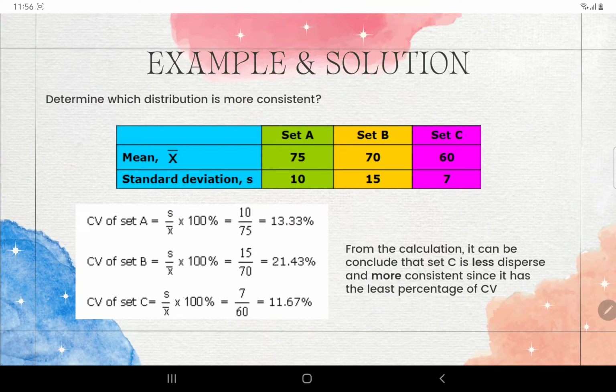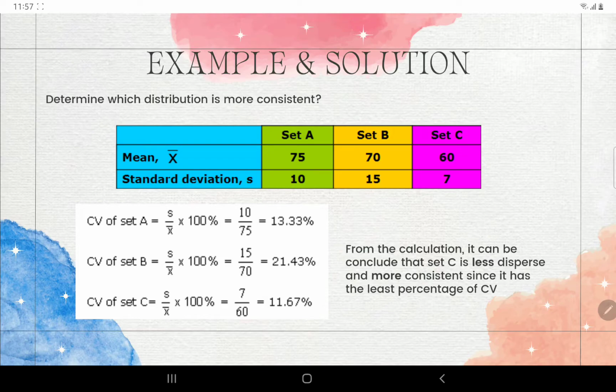Okay, look at this example. We need to determine which distribution is more consistent: set A, set B or set C. Yang mana yang lebih consistent dia punya data. So to determine the consistency of the data set, we need to find the value of CV.